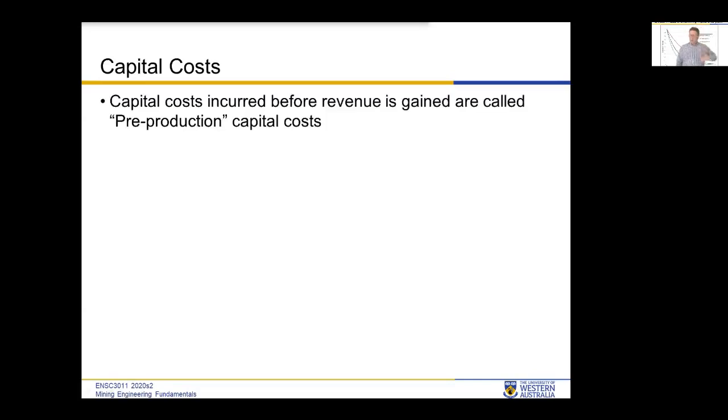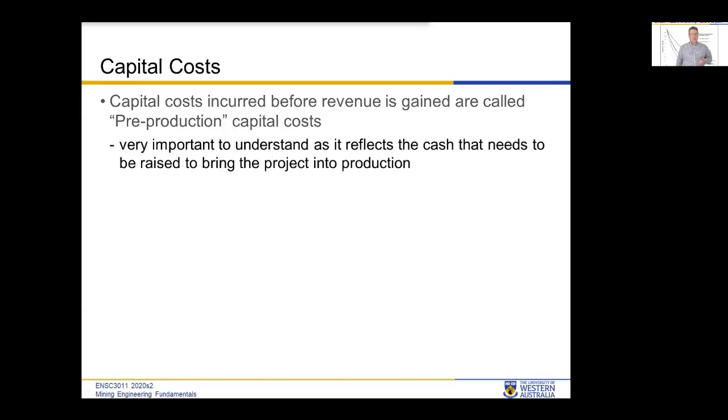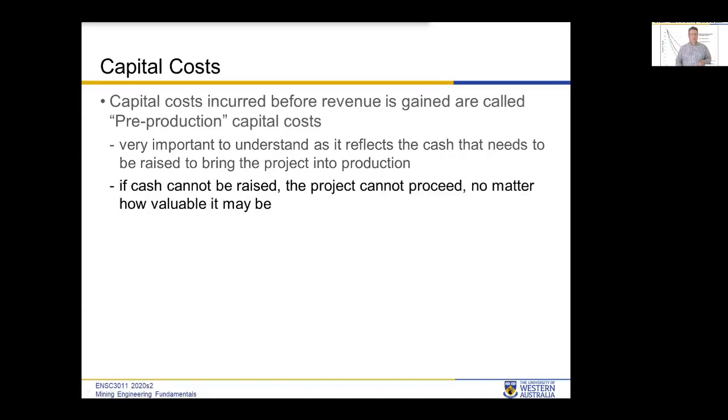Capital costs incurred before we get any revenue, before the first train of ore or gold bar is sold, are called pre-production capital costs. And these are really important because these are things you've got to pay for before you've got any revenue. So you've got to borrow the money or have the money already to pay for these, or you can't start a mine. If you can't get this money, you can't proceed, doesn't matter how good it is, unless you can borrow it from the bank.